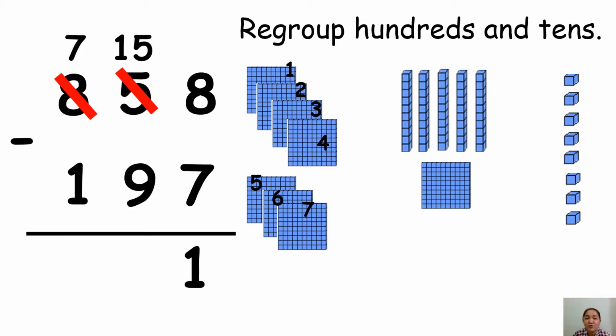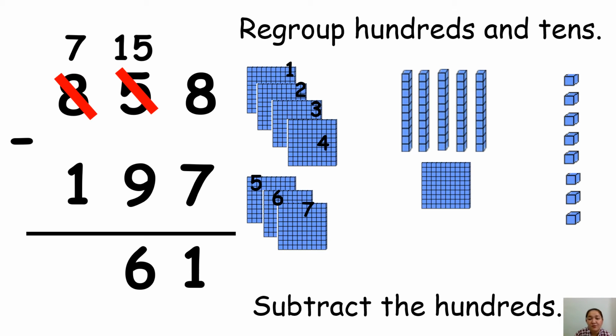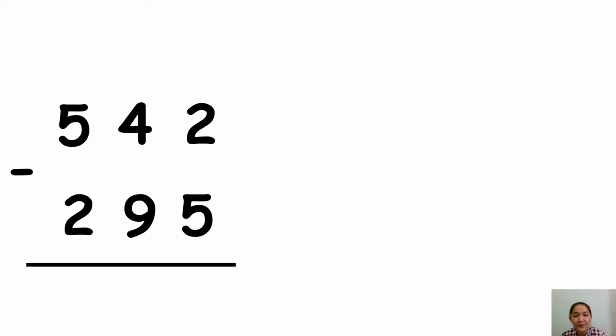Now we can subtract 15 and 9. So 15 minus 9 is 6. Next step, subtract the hundreds. So 7 minus 1 is 6. Very good. So 858 minus 197 is equal to 661. So let's try 542 minus 295.